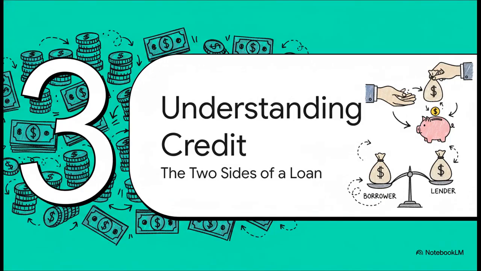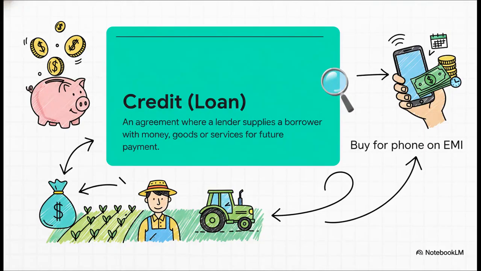Okay, we've understood money. Now let's move on to the next major topic of this chapter, which is credit. Credit is another word for a loan. So what is credit? It's an agreement. In this agreement, the lender supplies the borrower with money, goods, or services.